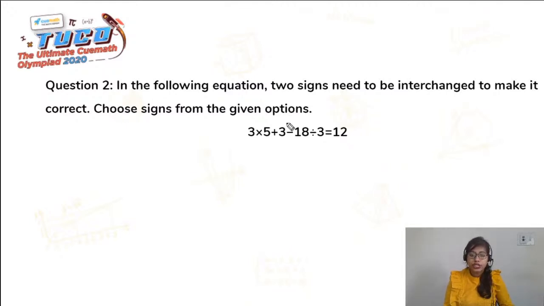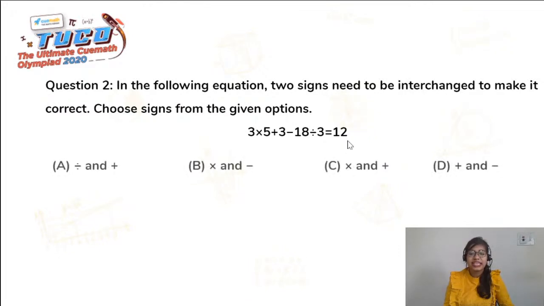So we are going to interchange the sign according to the given option and see if it's still giving us the correct result or not. So let's quickly verify the option. In the first one, division has to be replaced with plus and plus has to be replaced by division.